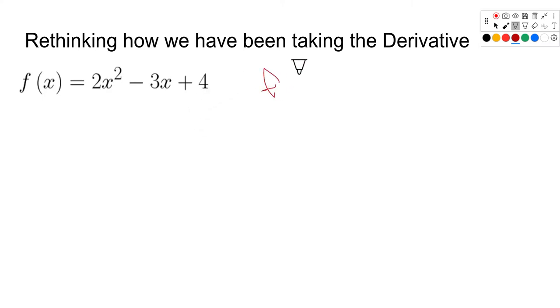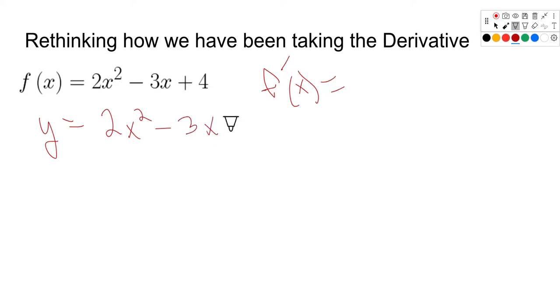So we've been using just prime notation, and this is the derivative of f of x. What we're going to do today is think of f of x as y equals 2x squared minus 3x plus 4. And I'm going to jump right into using this explicit differentiation. So what we've really been doing is taking the derivative of y with respect to x. So there's 2 notations we could use. I'll use both, but when we take this derivative of y, we're taking the derivative of y with respect to x.